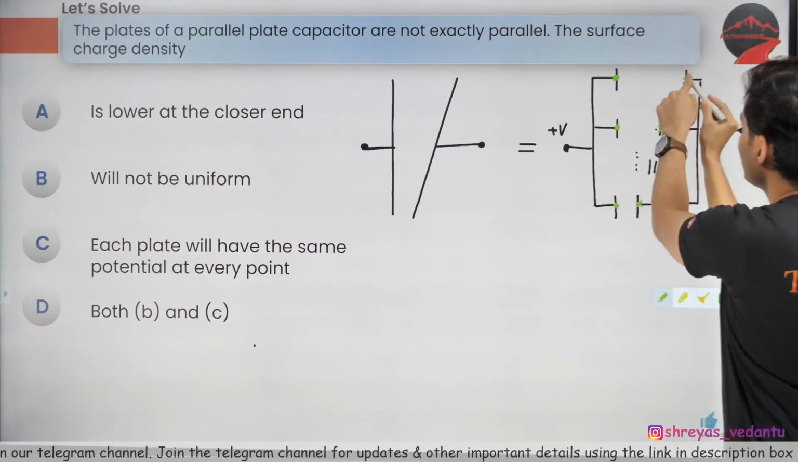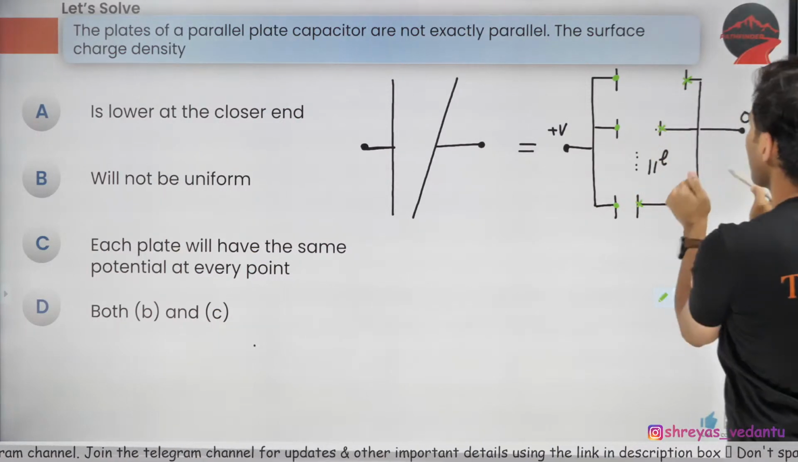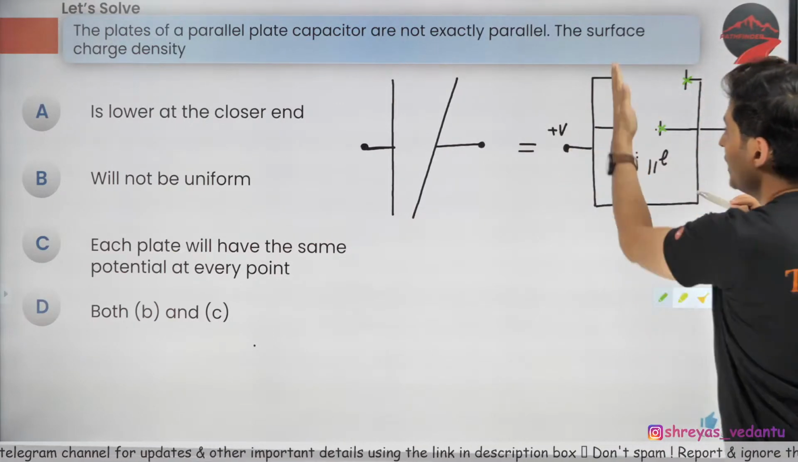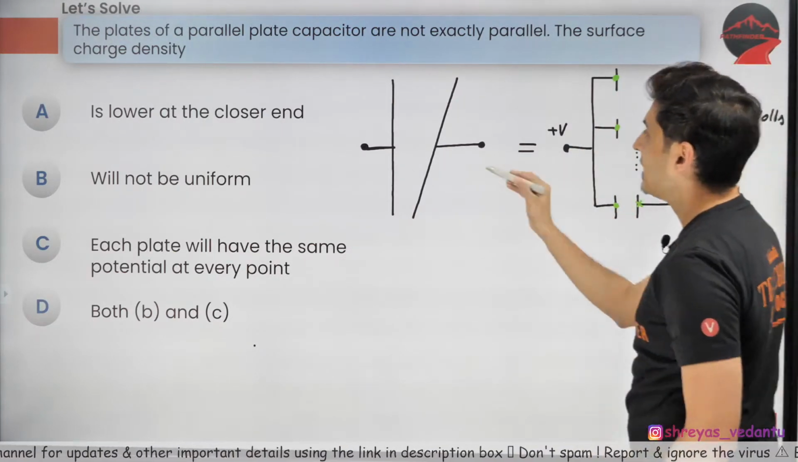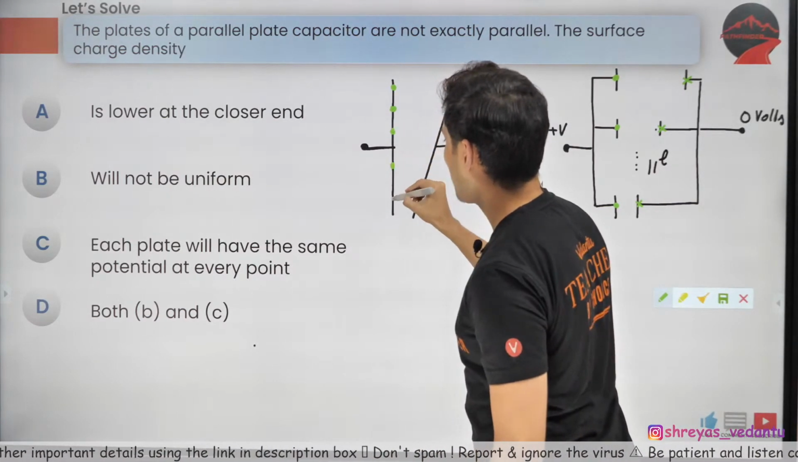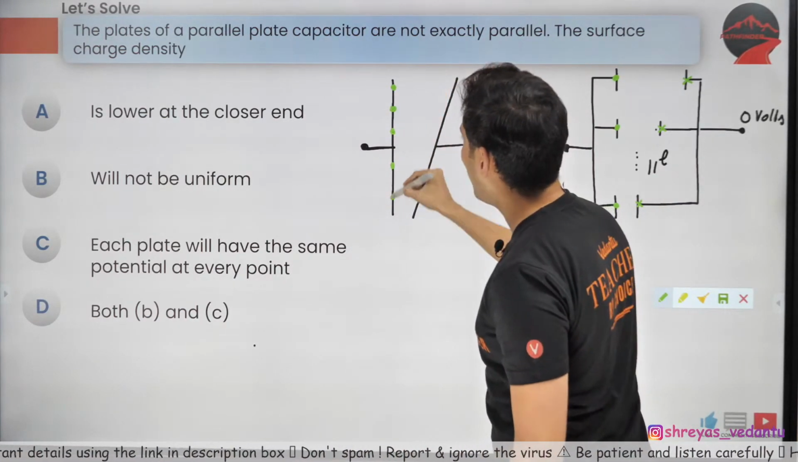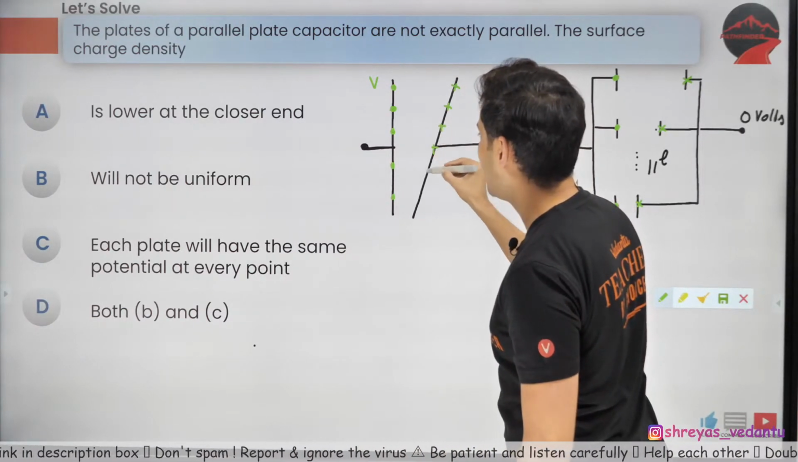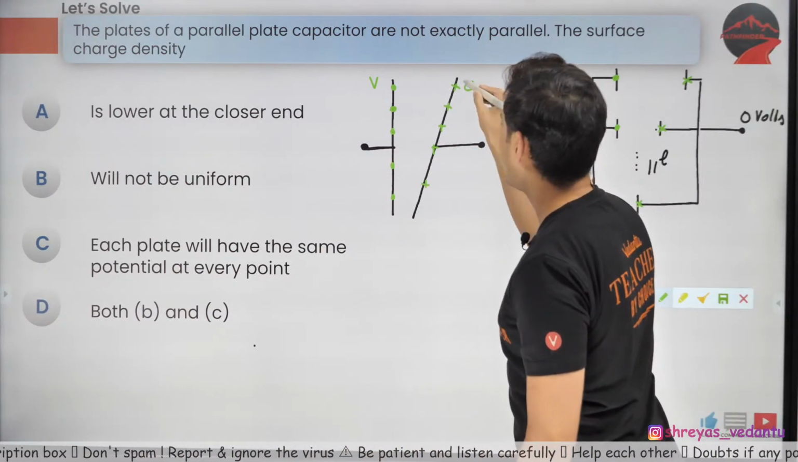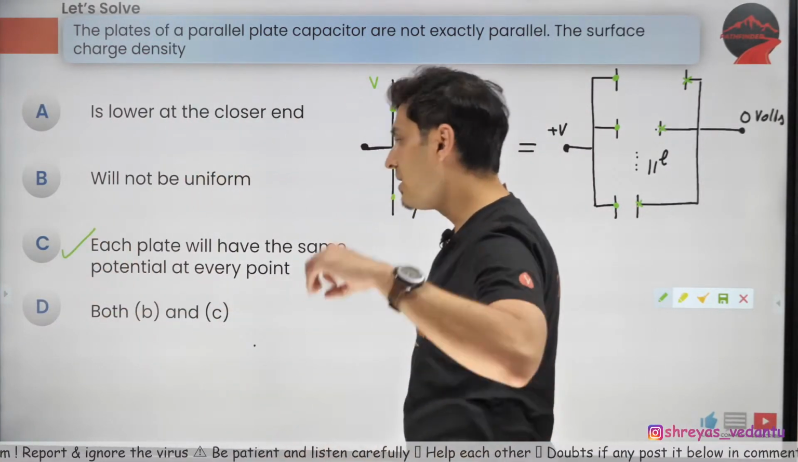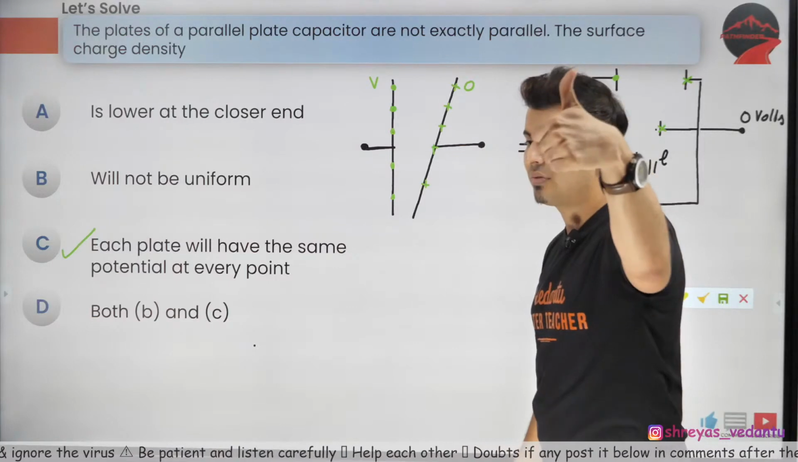All the right plates are at 0 volts. All the left plates are connected to the same terminal, so they are all at the same voltage. That means if you are on the same conductor, all the points have the same voltage. If you are again on the same conductor, obviously you are at the same voltage. So each plate will have the same potential at every point. That means option C is definitely correct.